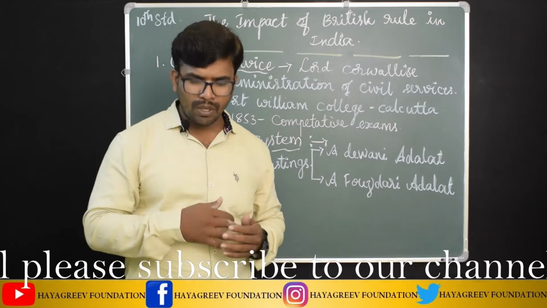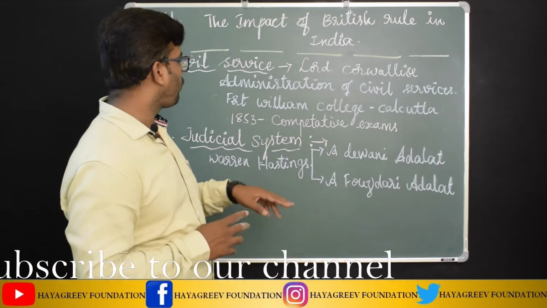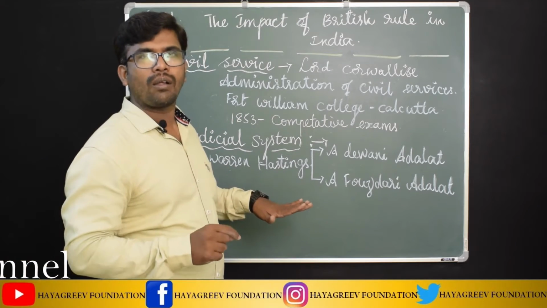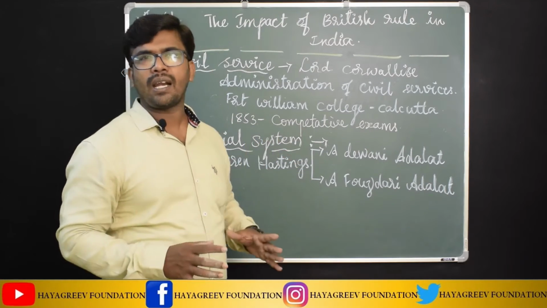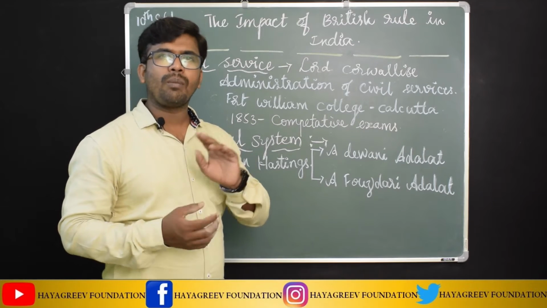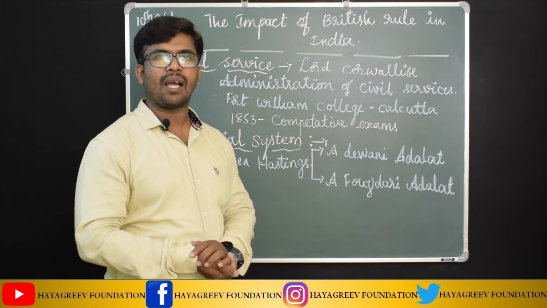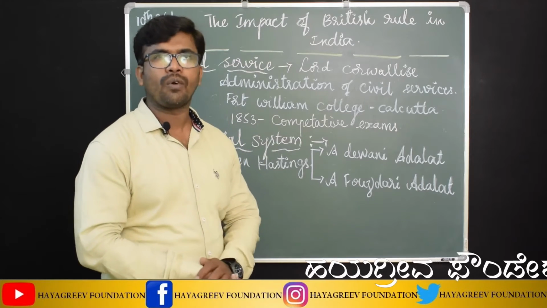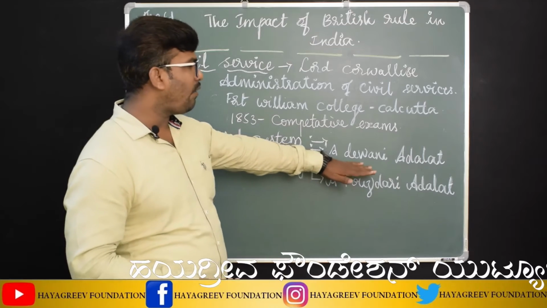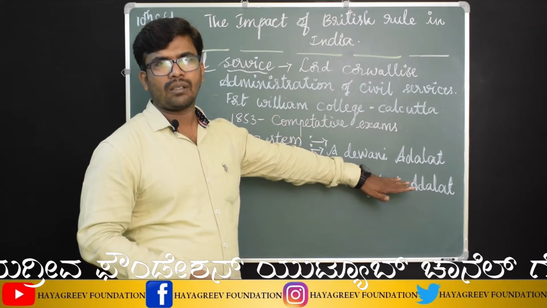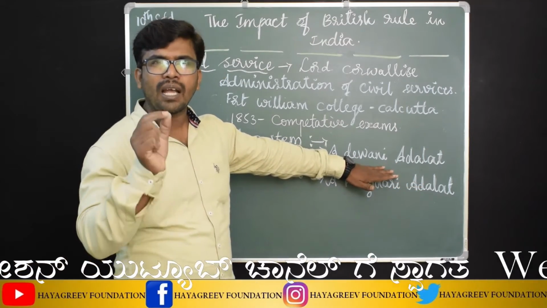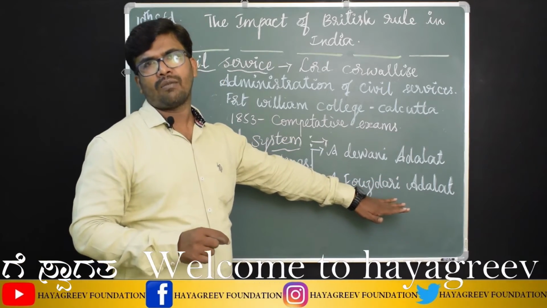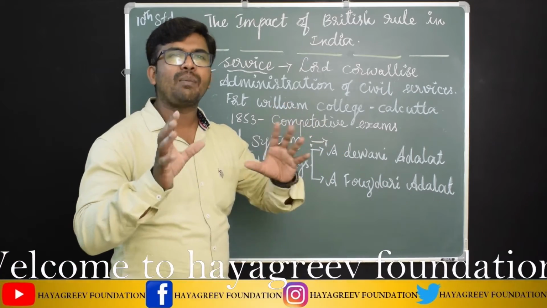As a result, what happened? In the year 1772, Warren Hastings, the governor of Bengal, decided to implement a new type of judicial system in India. As a result, in each and every district, he introduced two types of courts. One is a Diwani Adalat. A Diwani Adalat is nothing but a civil court, and on the other side a Fauzdari Adalat. Fauzdari Adalat is nothing but a criminal court.